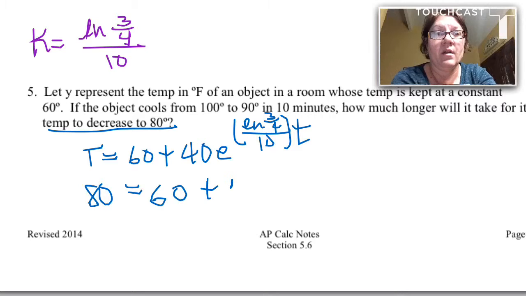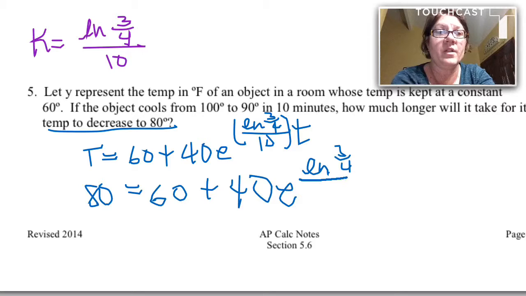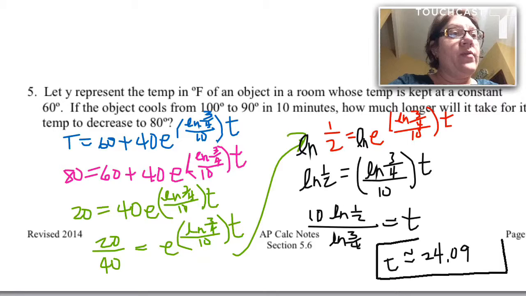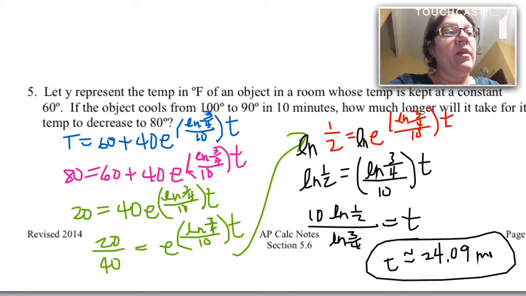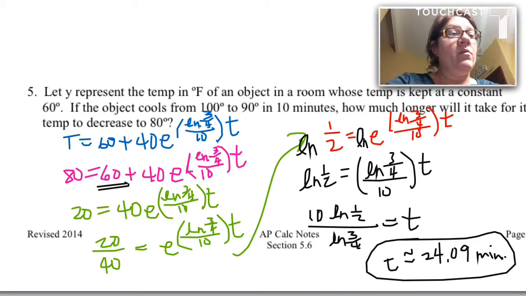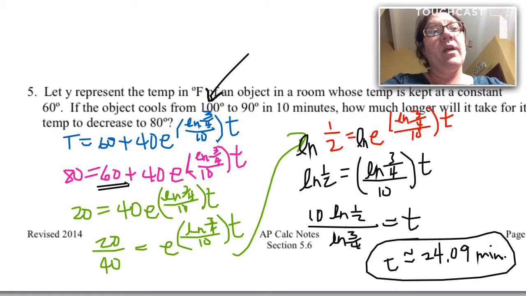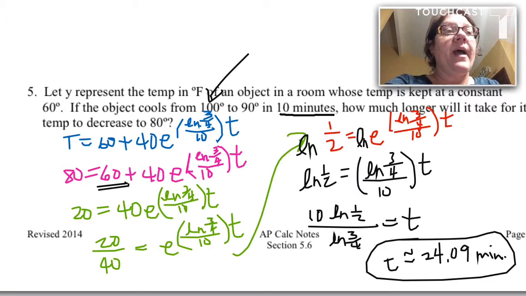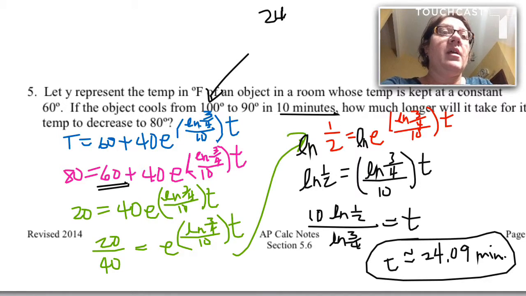And then I want you to pause the video and see if you can actually solve for t. And so I solve and I get t equals 24.09 minutes, but keep in mind that was using the initial value at time equals 0. So 24 minutes from the beginning, from that 100 degree mark all the way down. And 10 minutes have already passed, so I could say, since 10 minutes have passed, that I'm going to need another 14.09 minutes.